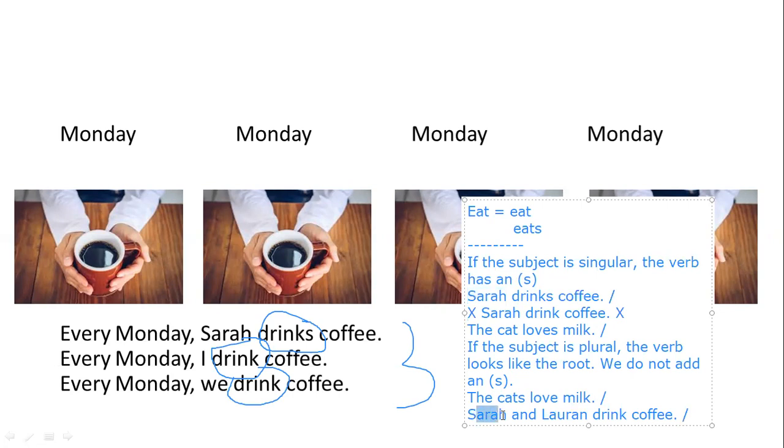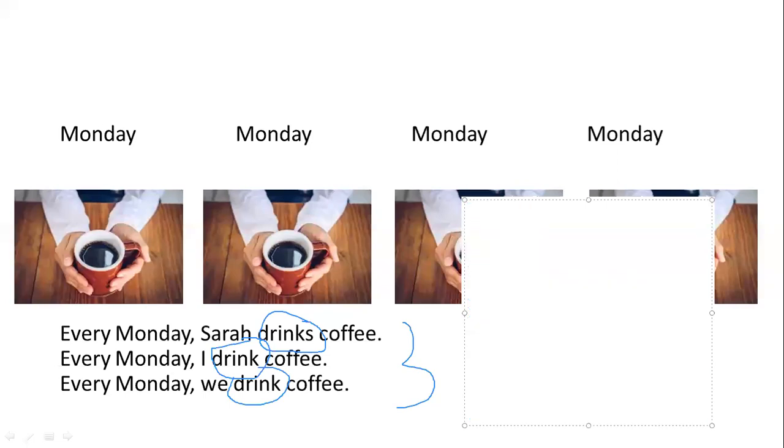Here, Sarah does not drink coffee alone. There's another person who drinks coffee every Monday. Who's that person? Lauren. So we have Sarah and Lauren. That's two. That's plural. So if the subject is plural, the verb looks like the root. That's why it does not have an S. The cats love milk, but the cat, one cat, loves milk. Makes sense? I hope so.